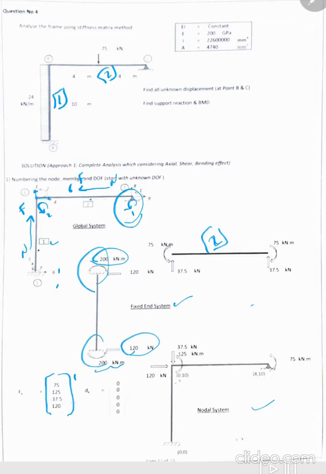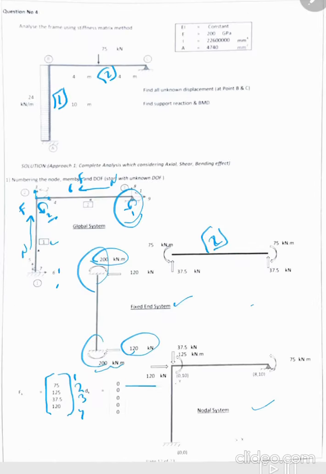and number 2 is the moment number 2. Number 3 is the force number 3, and this is number 4. So these forces are actually known forces, and the displacement, the others are 0 because we don't have in this example any settlement. So all values are known displacement, and all values substituted are 0. Okay.